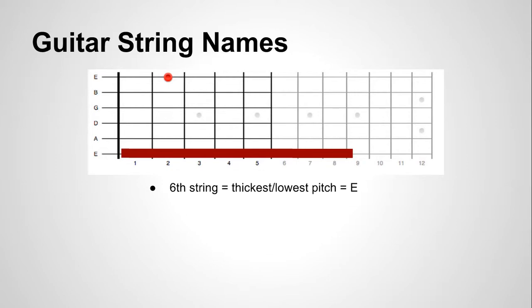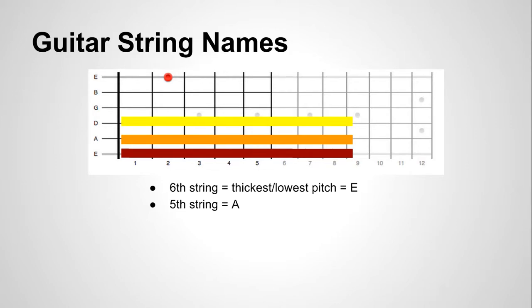The next one is just a little less thick, and its pitch is a little bit higher than the 6th string, the E string. That's called the 5th string, or the A string. And moving forward, we just keep going in order. We have the D string, which is the 4th string, and if you look all the way to the left, you notice we've already labeled the names of the strings for you.